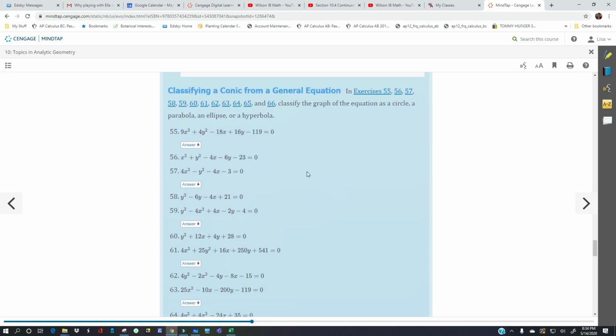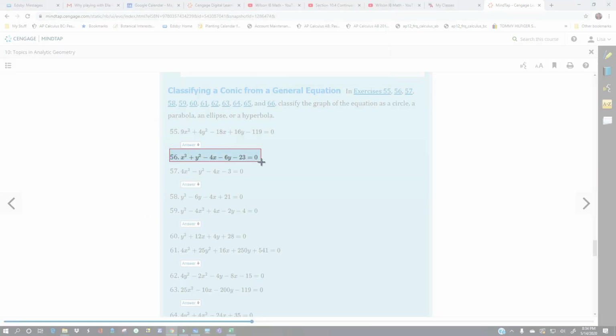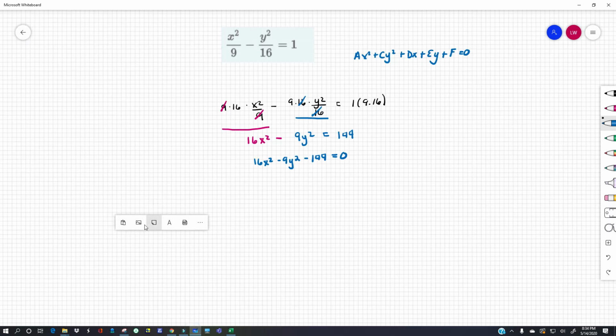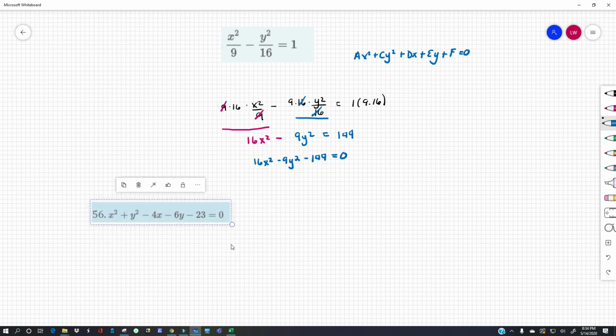Okay, so here's a circle, right? Number 56. So let me copy this. Sorry about all the copying in the video, but you never know what's going to happen. So paste. So here's the general equation for a circle.